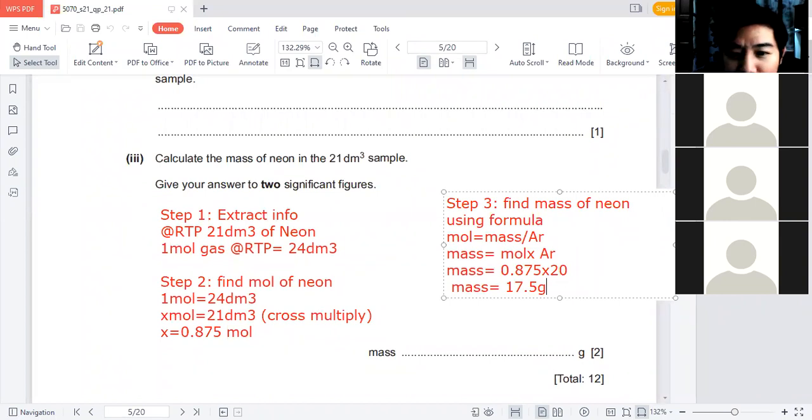Give your answer in two significant figures. Two significant figures, 18. Sorry, okay? Next time, that is 18 grams, okay? So basically 2 SF. So far so good?